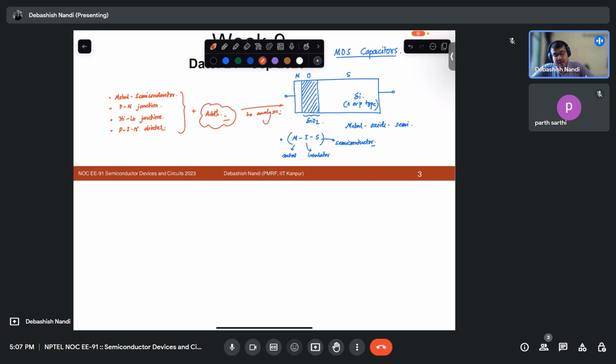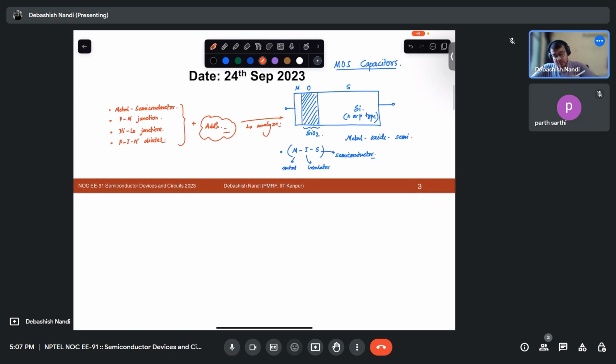Again, what kind of junctions are we forming here? One junction we will find at this place, and another junction we will find at this place. So this junction is what? Your metal-insulator junction or interface. And this is your insulator-semiconductor interface, right?